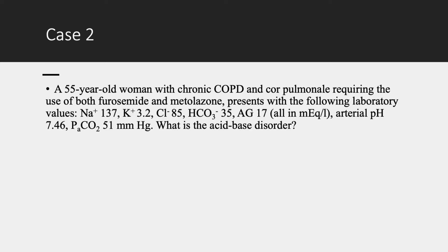Case number 2. 55-year-old woman with chronic COPD and cor pulmonale requiring diuresis with furosemide and metolazone, sodium 137, potassium is low due to diuretics 3.2, chloride 85, bicarbonate is high at 35, anion gap is 17. We do arterial blood gas, pH is 7.46, so a little bit high, normal up to 7.45. PaCO2 is high, 51. What is the acid-base disorder?